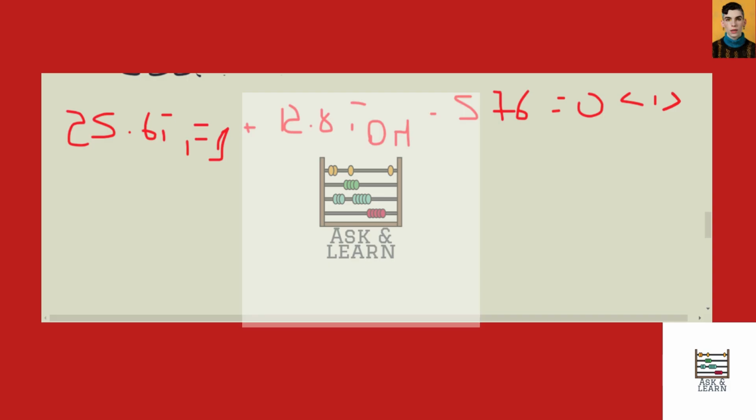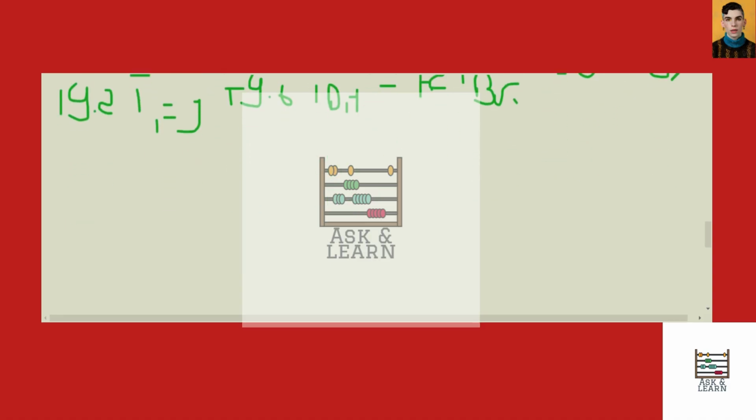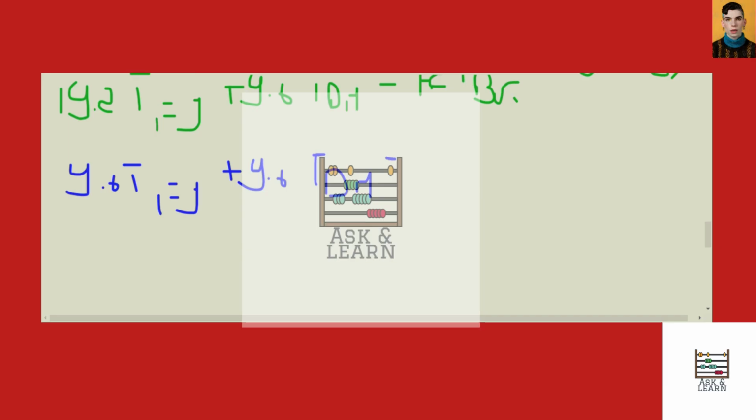By equating the J coefficient, we will get 19.2 TFJ plus 9.6 TDH minus 7.2 TBG is equal to 0. Let's say equation number 2. And by equating the coefficient of K, we will get 9.6 TFJ plus 9.6 TDH minus 288 is equal to 0. Let's say equation number 3.